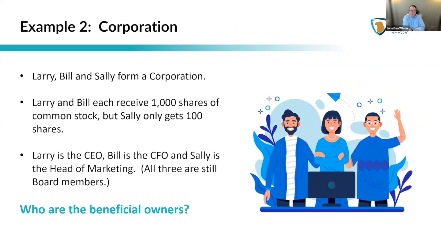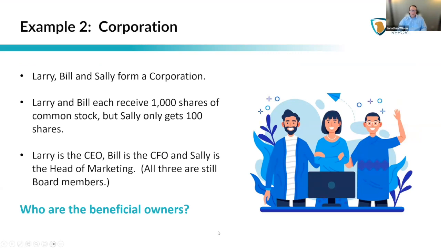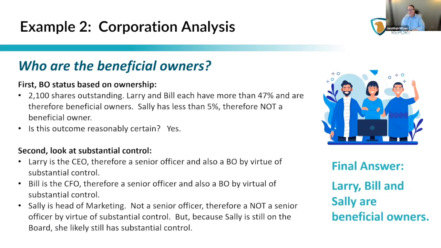Let's change the facts just a little bit. In this case, Larry and Bill get 1,000 shares of common stock. Sally only gets 100 shares. Same senior officer roles as before. And again, all three are still on the board of directors. How does the outcome change this time? Well, first, on the basis of ownership, kind of obvious right now, Larry and Bill are definitely beneficial owners, but Sally is not because she is below 25%.